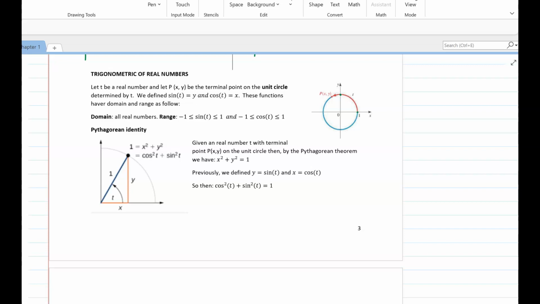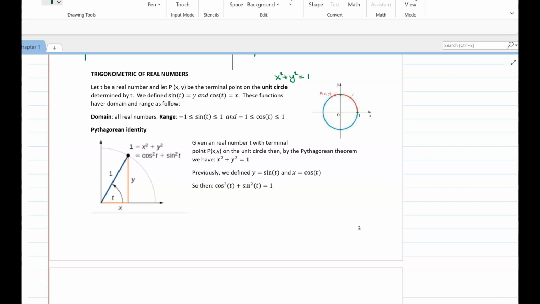Let t be a real number, and let P be a point (x, y), the terminal point on the unit circle. Again, the unit circle is the circle with the equation x squared plus y squared equals 1, centered at (0, 0) at the origin, and the radius is 1. This means that the values of x and y will have a maximum at positive 1 and a minimum at negative 1. We define sine of t equal to y and cosine of t equal to x.